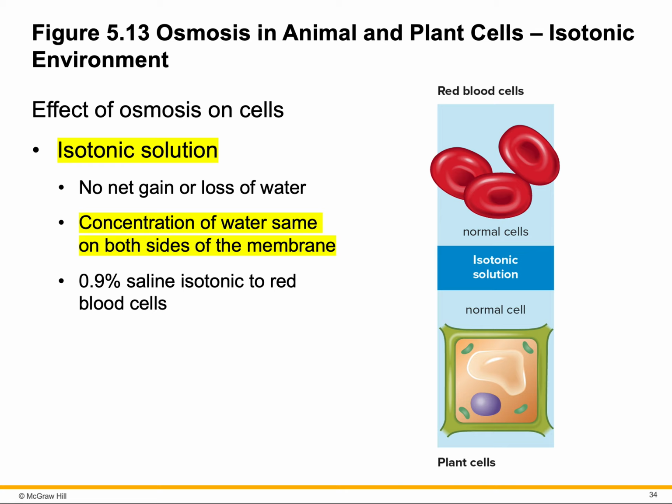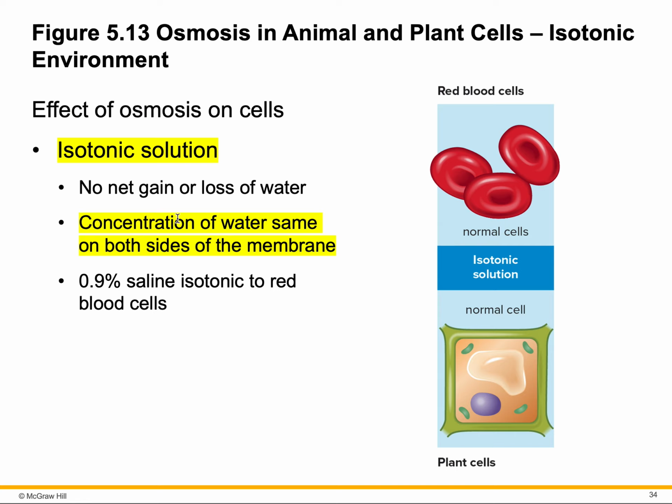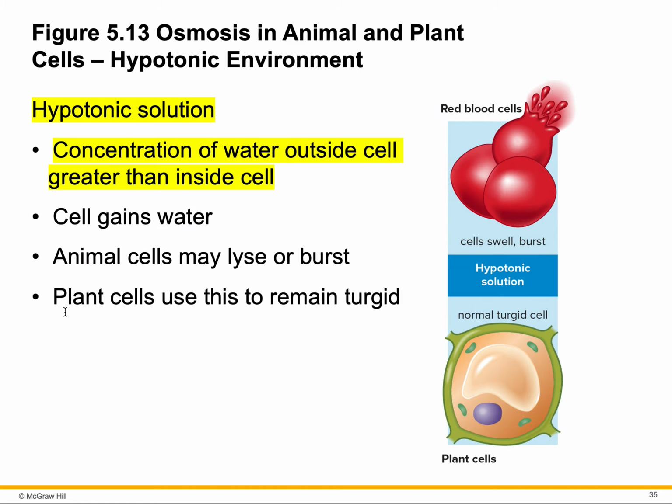The last thing is going to be solutions. There are 3 types of solutions within cells: isotonic, hypotonic, and hypertonic. So isotonic means that the cell is happy. The cell is equal, like they're just happily shaped, there's nothing happening. That means that there are equal amounts of water on both sides of the cell, meaning outside and inside of the cell. So this is isotonic. The concentration of water is the same on both sides of the membrane.